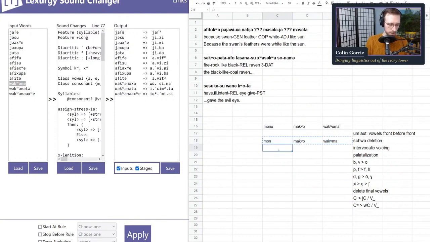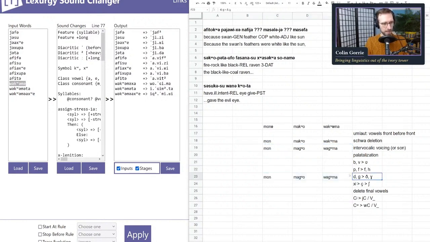Okay, we get intervocalic voicing, magwo. Do we want this to be intervocalic? Do we want M to count? I feel like yes. Let's make it be vowels or sonorants. Palatalization: we don't have anything to palatalize. We don't have anything to lenite there. We don't have any labials. Oh, we have M, but that's not targeted by this rule.